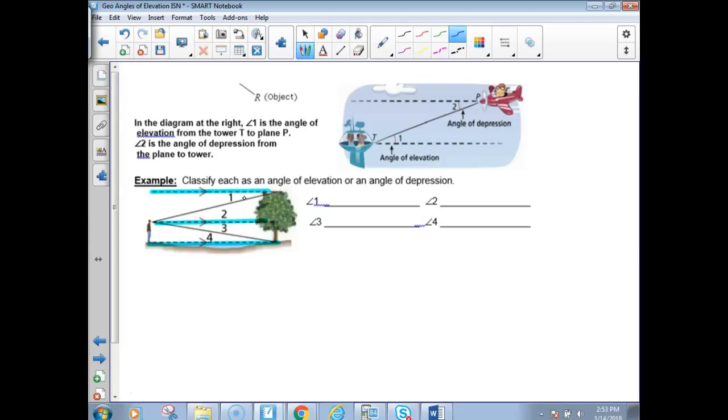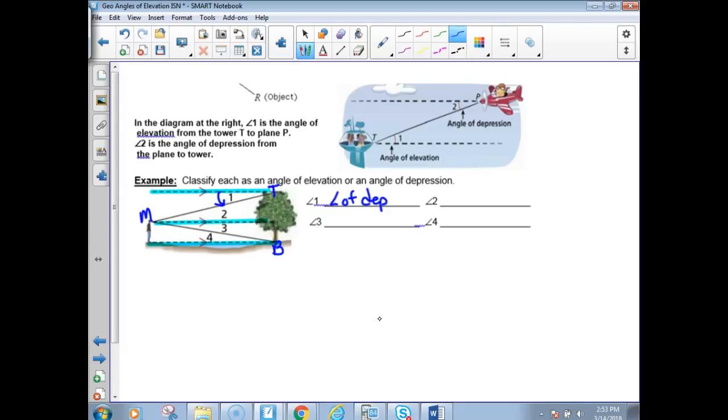So if I was looking at angle 1 from the horizon line, that is opening down, and so that would be an angle of depression. Let's use DEP for depression. I'm going to put a T by the tree at the top of the tree. And let's just say that looks like it is a man, so let's put a man there. And we'll put a B at the bottom of the tree.